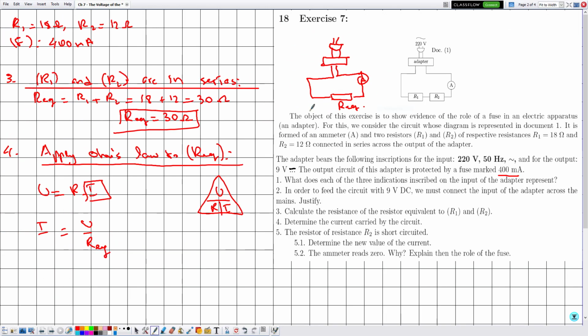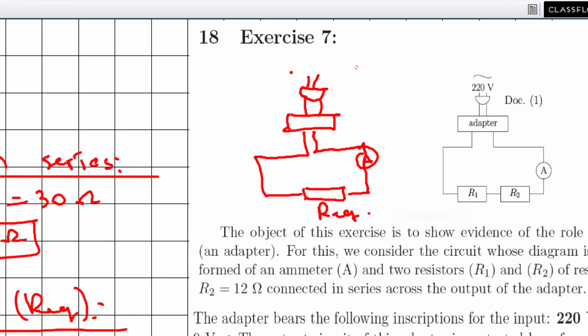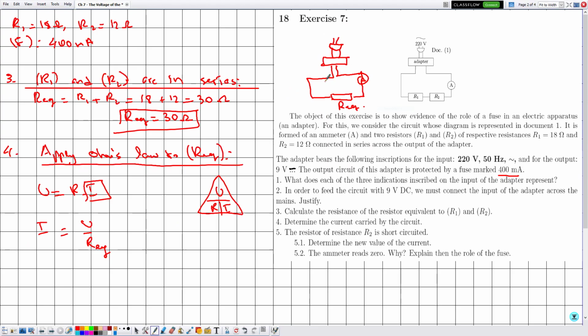And now what is the voltage? Notice that the adapter must be supplied by a voltage of 220 volts AC sinusoidal, but the voltage leaving the adapter will be 9 volts and it is DC. And because the R equivalent is the only resistor in this circuit, the ammeter doesn't take any voltage, so the voltage of the resistor is given by 9 volts.